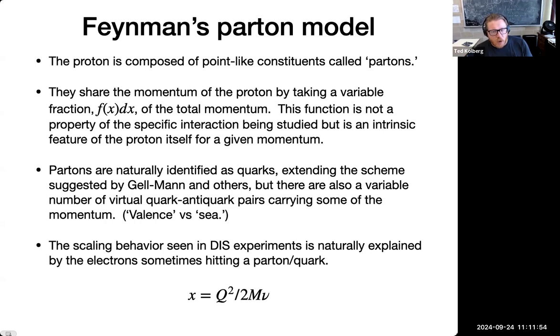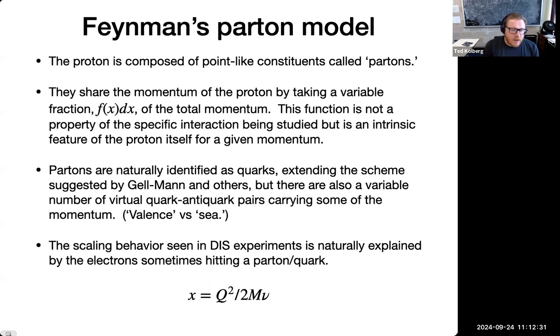His idea is that they share the momentum of the proton by each taking a variable fraction, f of x, where x is the fraction of the momentum, and then this f of x is how often an individual parton has that fraction of the momentum of the total proton. And the key insight here is that this fraction is not a property of the specific interaction being studied, but is instead an intrinsic feature of the proton itself for a given momentum. And that will become important on the next couple of slides.